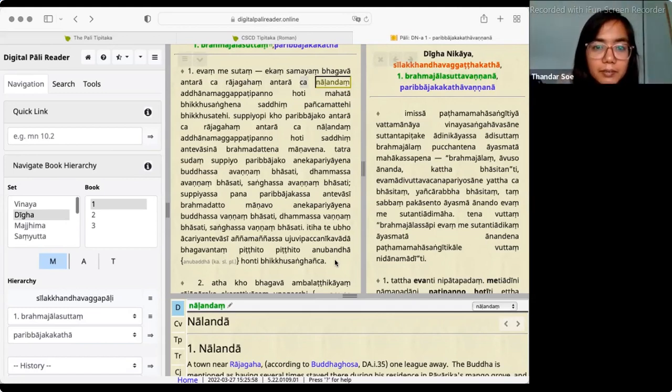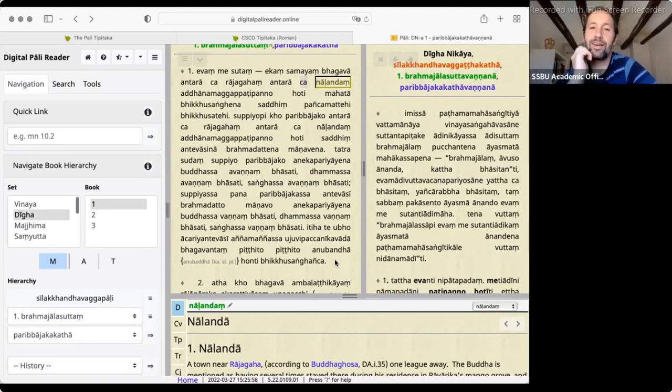Here, Bhagava is nominative, and superior ko paribhasako. What could you say about this nominative? If we see Bhagava is the nominative of which verb?